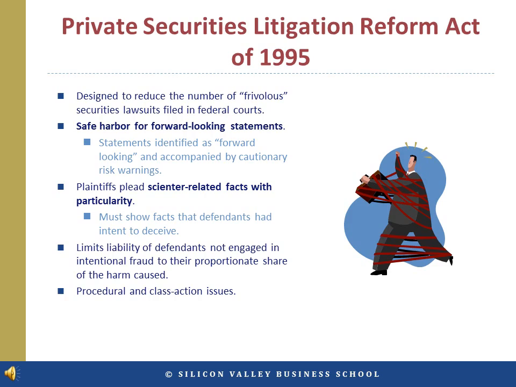Statements identified as forward-looking and accompanied by cautionary risk warnings could be exempt from 10B-5 liability. This is why you see forward-looking statement language in corporate press releases, SEC filings, and other public statements. Another key provision of the 1995 Act forced plaintiffs to plead scienter-related facts with particularity. This means they must show specific facts indicating the defendants had intent to deceive.